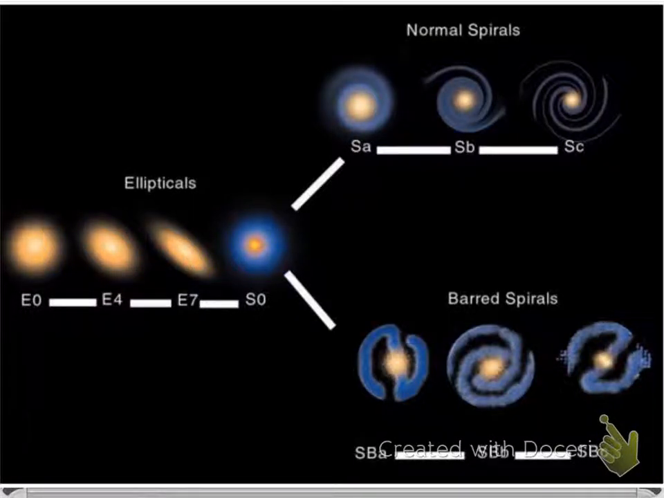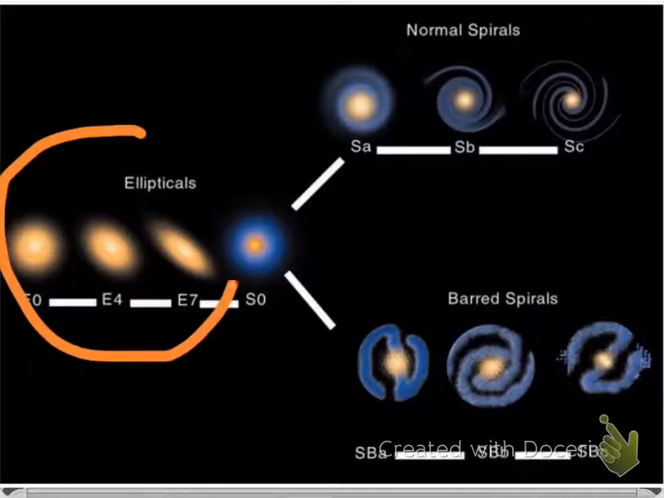Module 11 skills test about getting to know your galaxies. And the first thing you notice in this skills test is a diagram. This is the Hubble diagram, or sometimes called the fork diagram. And it essentially categorizes various shapes of galaxies.